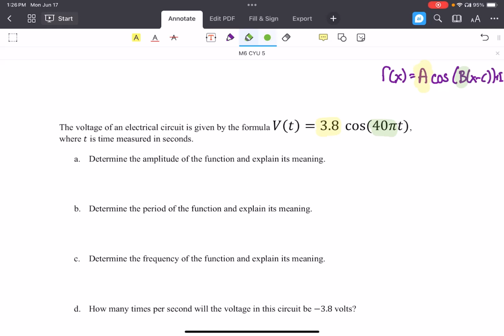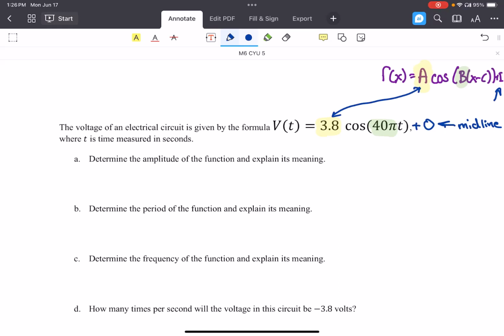And so what that's telling me is I don't have a horizontal or vertical shift going on in this particular function. The midline would be 0, because if we remember the vertical shift, that D value, tells us where our midline is. Since technically I could think of it as a plus 0, my function's midline is at 0, which isn't a question that's being asked, but I like to think about all these things before I dive into the nitty-gritty details.